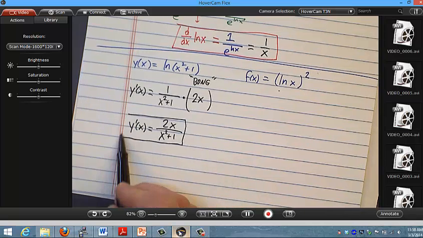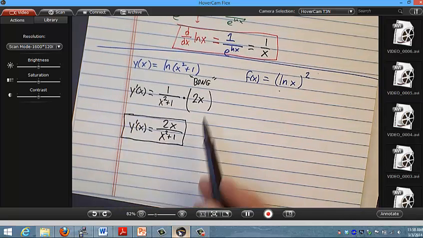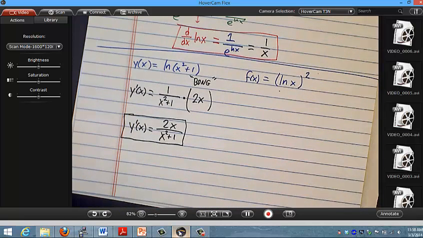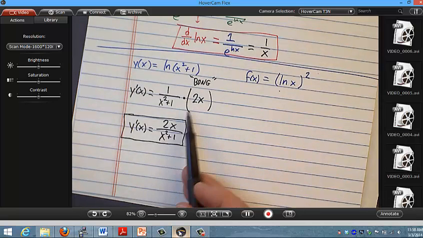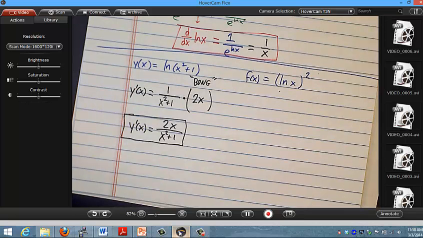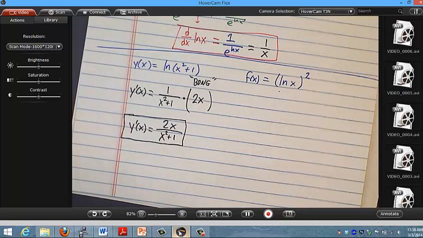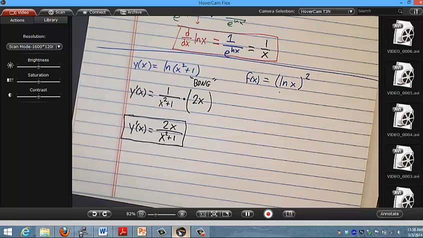Can we leave it how we had it up there, just times 2x though? I guess, yeah. But I'd like you to understand that these are the same. Because how do you write 2x as a fraction? 2 over 1. 2x over 1, then multiply them, you get that. Okay? Here, let's try this one.